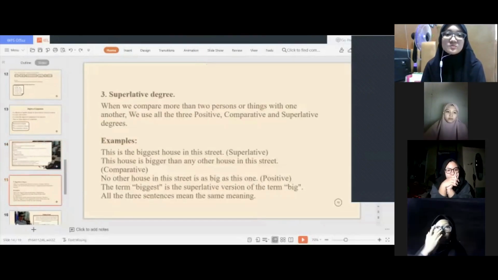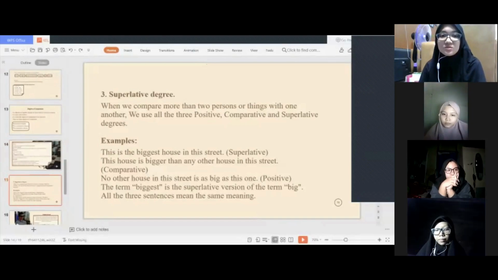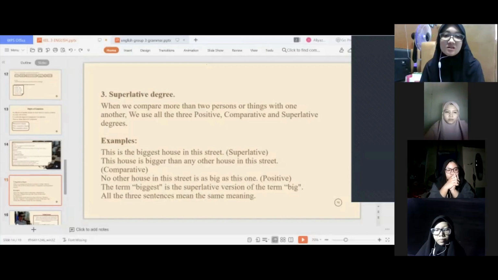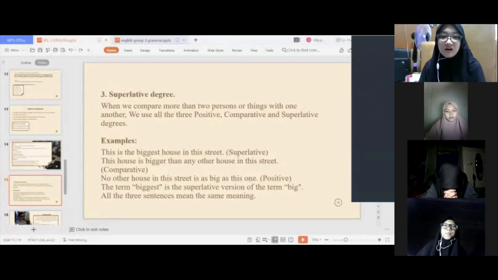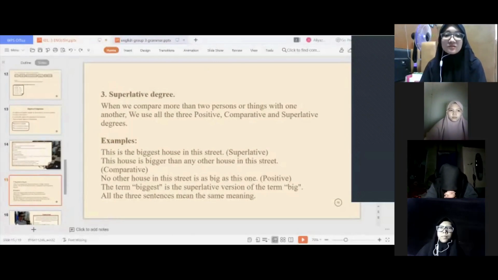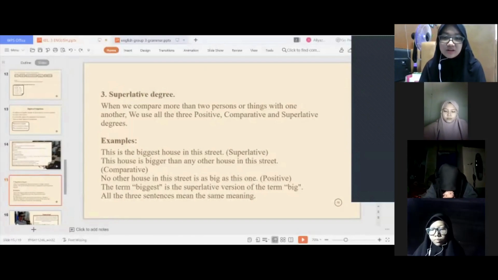And third, superlative degree. When we compare more than two persons or things with one another, we use all three: positive, comparative, and superlative degrees. Examples are, this is the biggest house in the street. This is the superlative one. This house is bigger than any other house in the street. This is the comparative one. And no other house in the street is as big as this one. And this is the positive one. The term biggest is the superlative version of the term big. All three sentences have the same meaning.